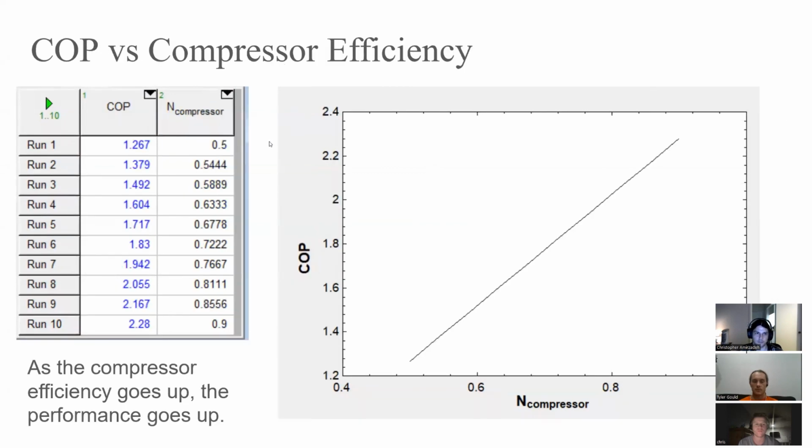The next parametric evaluation that we looked at was looking at the COP versus the compressor efficiency. As would be expected, the performance of the system increases as the efficiency of the compressor goes up. This is just another data point that establishes the fact that a more efficient compressor will yield a more optimal operating condition.